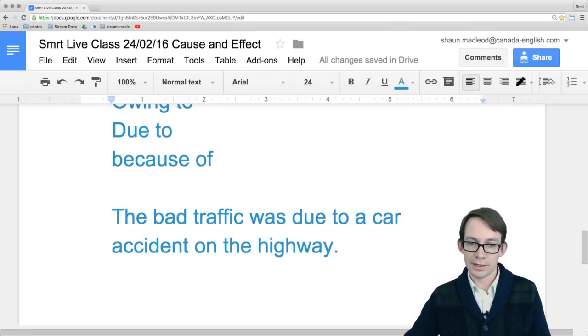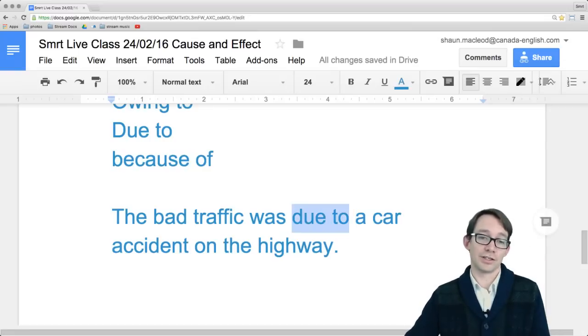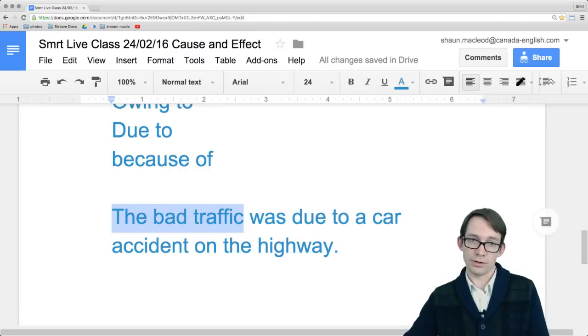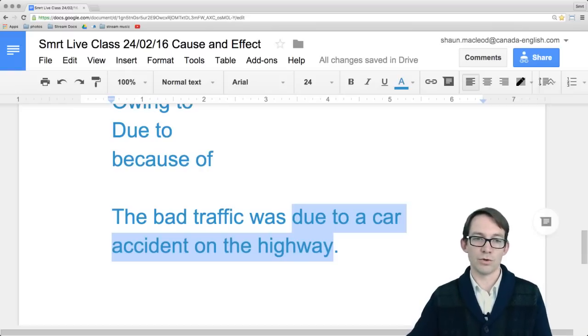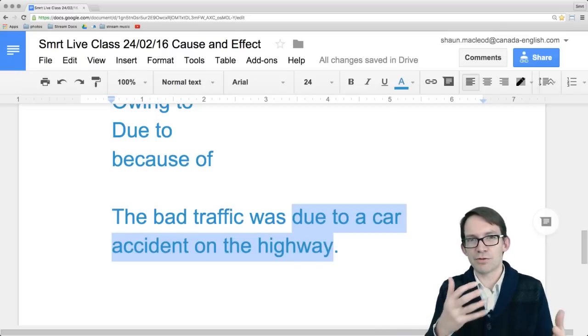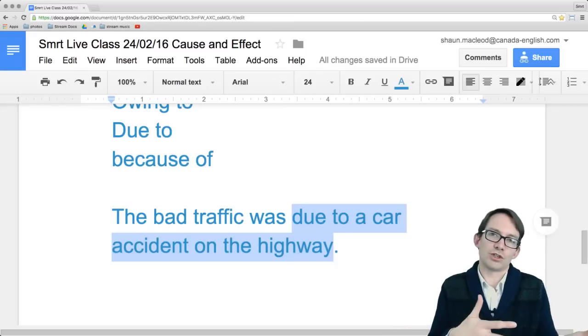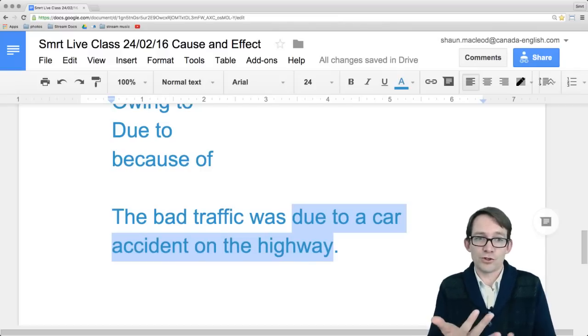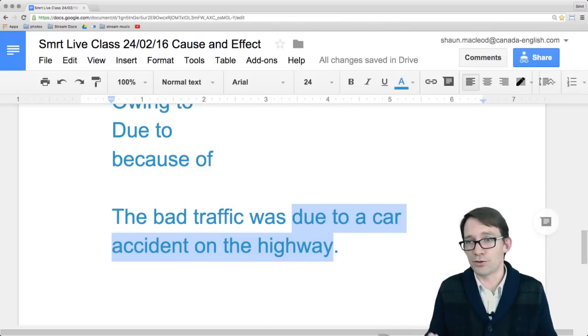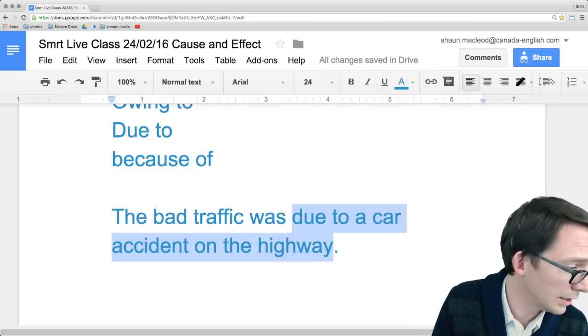Okay, so in this case, I'm using due to as an adjective, with just the noun, subject, verb, and then this here. It's not very common to use because of or owing to like this, right? You say the bad traffic was because of a car accident. It's not as common. But that's kind of a difference between traditional rules and what we call common usage. Nowadays, due to, because of, owing to, we typically use them as synonyms, okay?